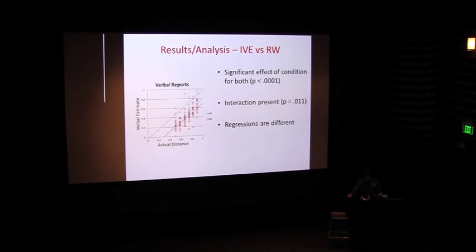The distance between the intercepts was approximately 6 centimeters, and there was a significant effect of condition and also a significant interaction, which means that the slopes in the linear regression profiles between the IVE and real-world condition were significantly different. There's a large amount of variance in participants' responses in the verbal reports as compared to physical reaches. So with physical reaches participants tend to be more consistent than in the verbal reports. The R-squared for physical reaches was closer to 1. The R-squared for verbal reports, in both conditions, was closer to 0. Okay?